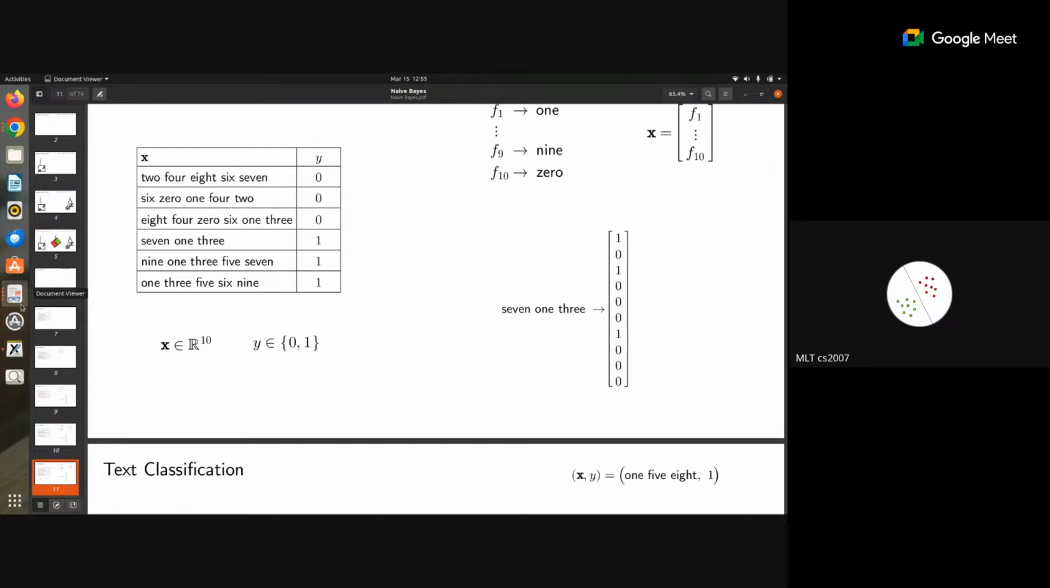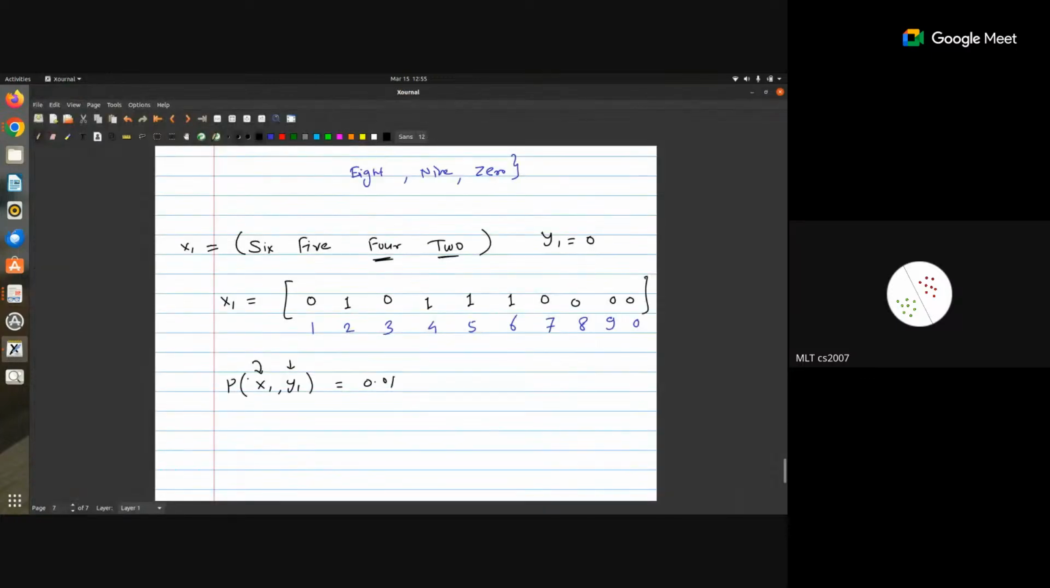Correct. So what is the length? What is the length of this vector generally? It is the length of the dictionary, right? So how many words can there be in a dictionary? Based on that, we are saying that this is a feature vector. So each word in the dictionary, we are thinking of it as a feature, and each feature will have how many values?